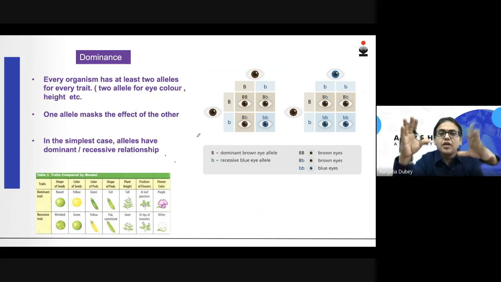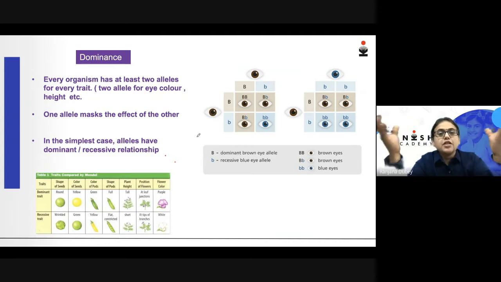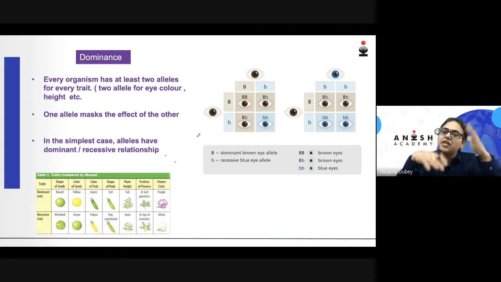For example, if he crossed a tall plant with a dwarf plant, he did not see any plant of intermediate height. All he saw in the first generation was that all the plants were tall, and none of the plants were short or even of the intermediate type. So that brought him to the concept of dominance.